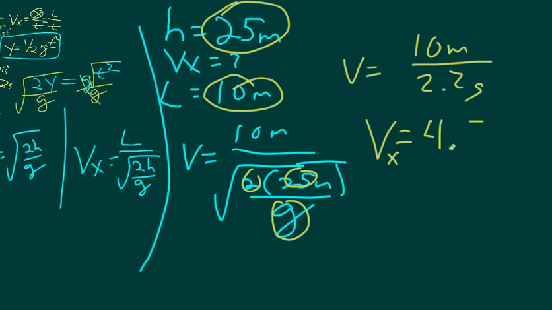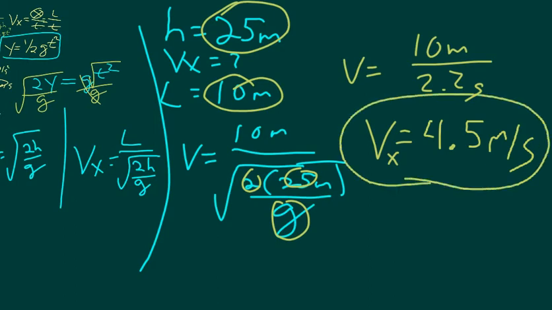4.5 meters per second. So James Bond needs to be running at a rate of 4.5 meters per second in order to clear the 10-meter wide ledge after he falls for 25 meters.